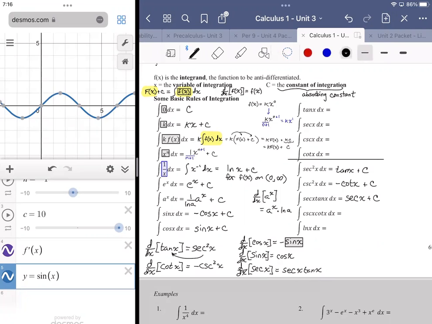The derivative of cosecant of x is negative cosecant x cotangent of x. But again, we could think of that as cosecant of x, cotangent of x times -1. So if I'm going backwards from cosecant x, cotangent x, the antiderivative would be cosecant x divided by -1. All right, so negative cosecant x plus c.